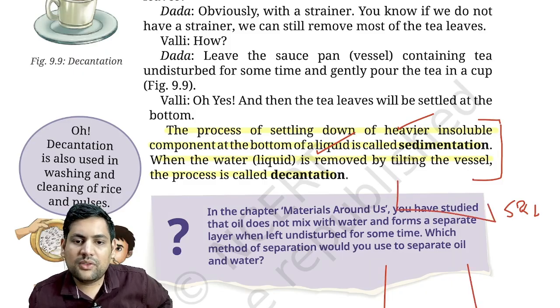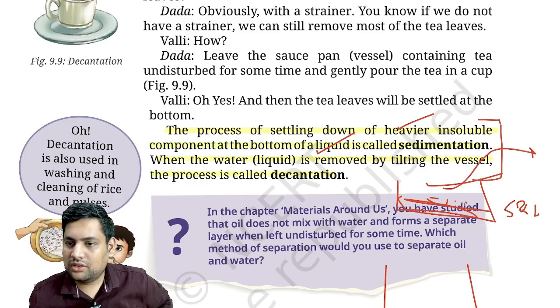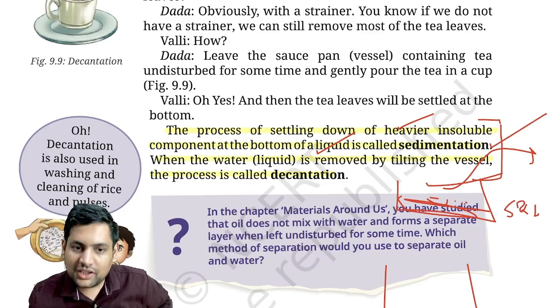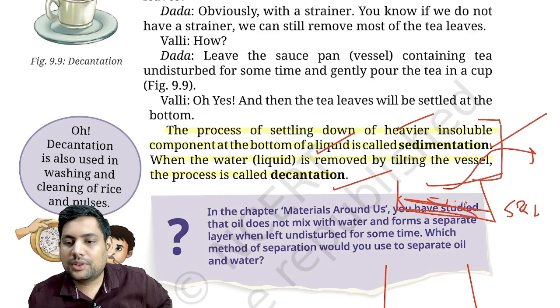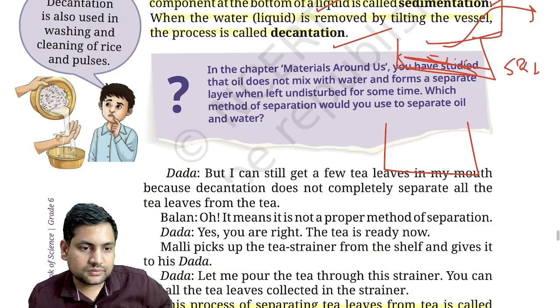You take muddy water, what will happen? Mud will get settled at the bottom like this, and you will have water above. Now the water you can slowly take out without disturbing the mud below. Correct? So the first part where it is settling down is called sedimentation. The second part where you separate the clean water from above is called decantation.